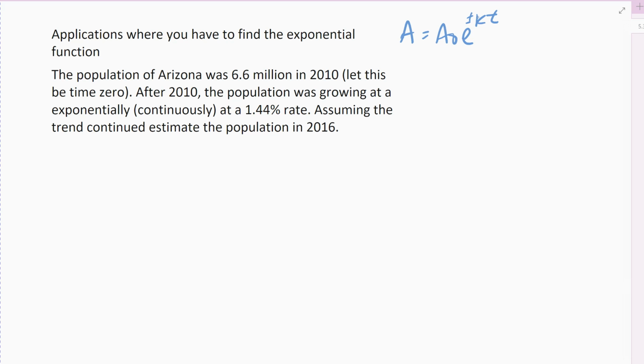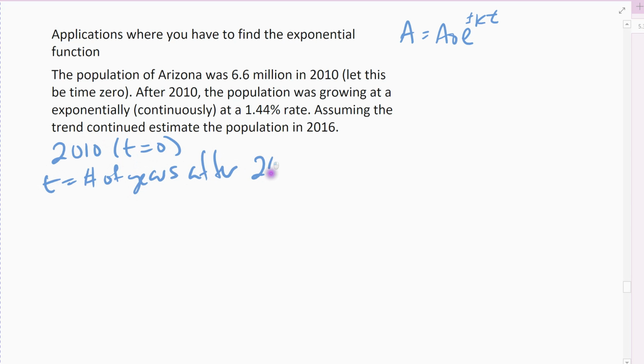Alright, so where we have to actually find the equation, which they should give us all the information we need. First example, population of Arizona was 6.6 million in 2010. So 2010 will be time 0. That means the time is the number of years after 2010. Our initial population was 6.6, and I'm just going to leave it in millions. That's our A naught.